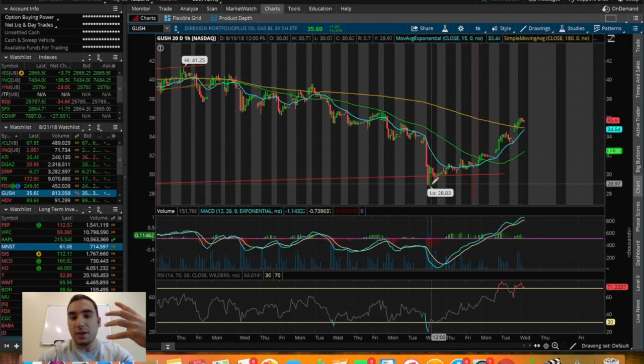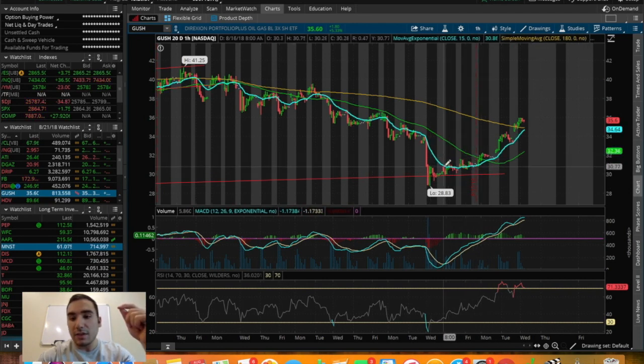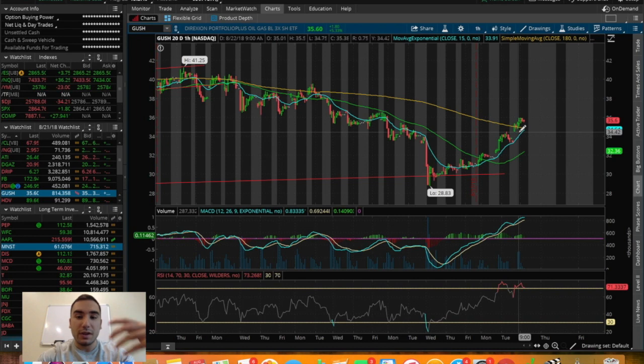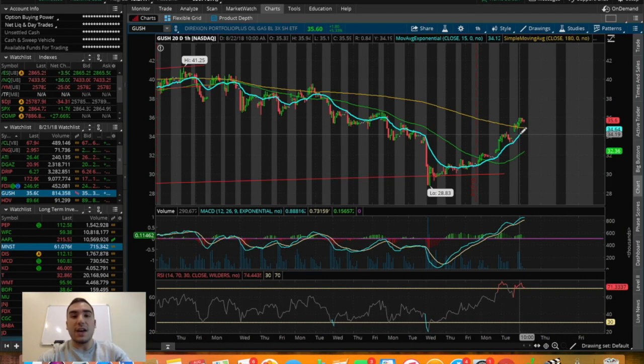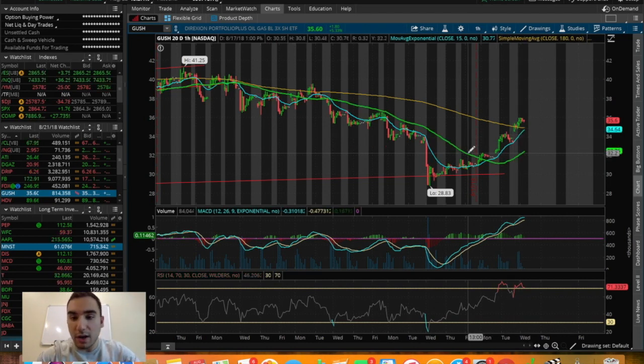But what we notice here is, once GUSH found its bottom at about $28, it broke above the EMA line, and then the EMA line started to point up. And remember, the EMA line is the least lagged moving average that we use. So if this is pointing up, that is a good indication that this stock or this ETF is pushing up in price. And we noticed that the EMA line was acting as a support level, with the stock's price bouncing on that line.